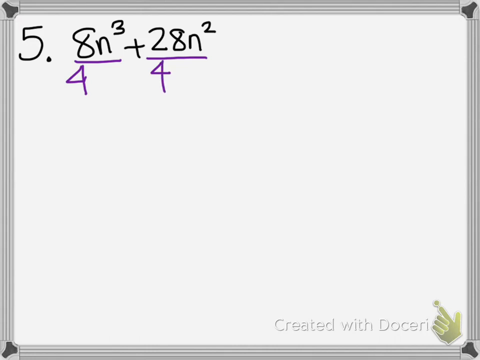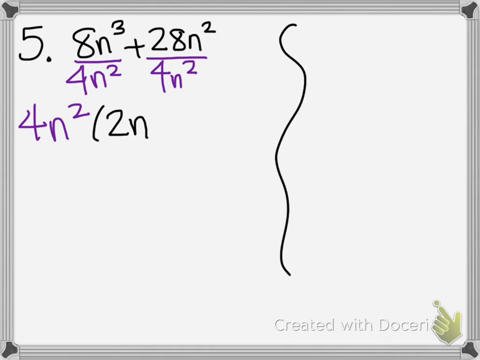And then n to the third and n squared, you factor out the smallest power. So I can take an n squared out of n cubed. So 4n squared goes in the front. And then we just figure out, well, 8 divided by 4, that's 2. N cubed divided by n squared is n. And that's because you do 3 minus 2. You can also do it the long way.